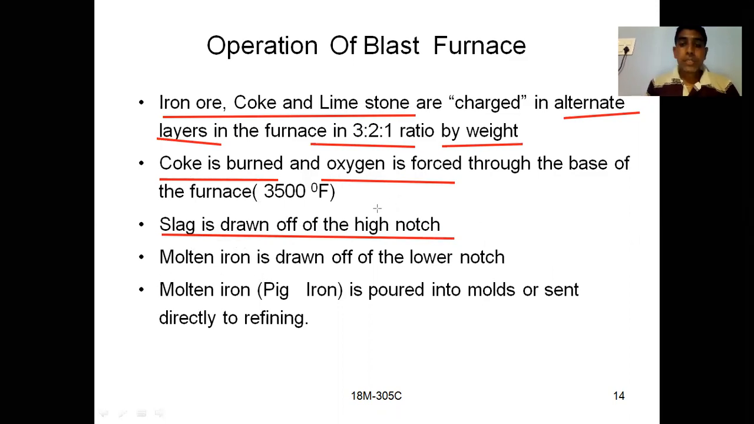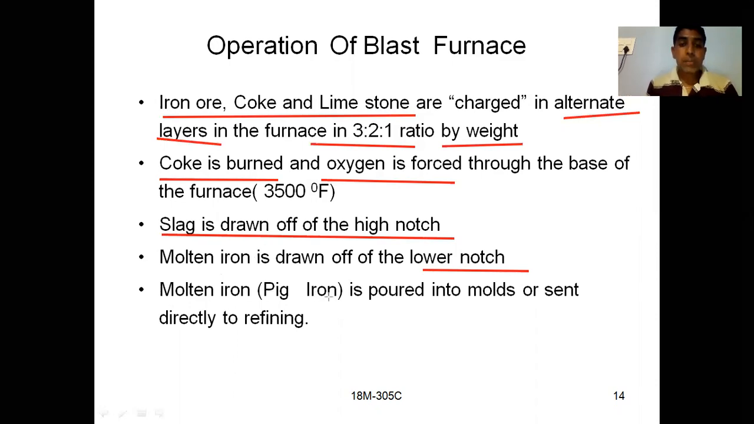High notch is at a higher level because your slag has less weight compared to your molten metal, so it is floating on the molten metal. And your molten metal is drawn off from the lower notch. That means the molten pig iron will settle down at the bottom because of its weight, so it is tapped from the blast furnace by using this lower notch.